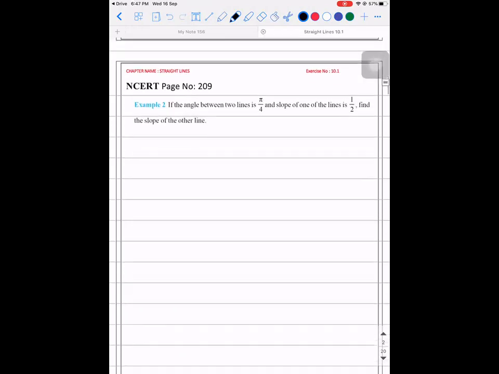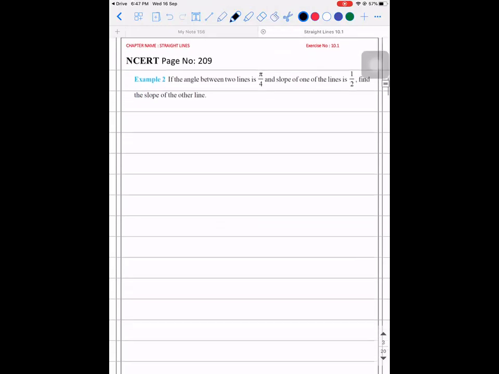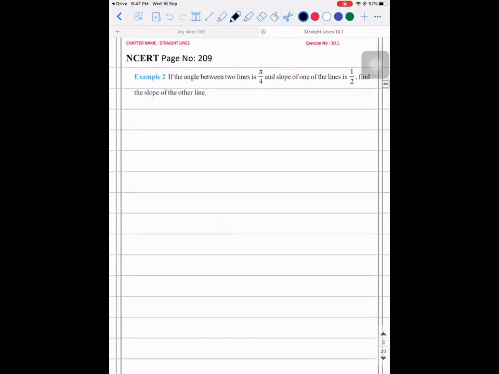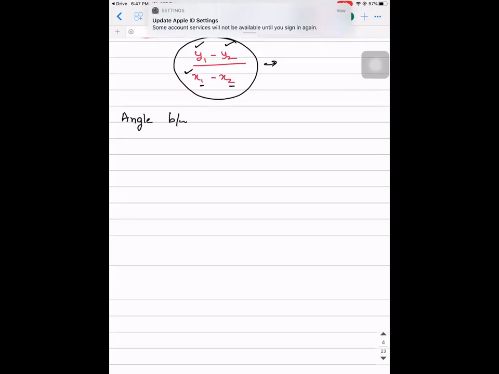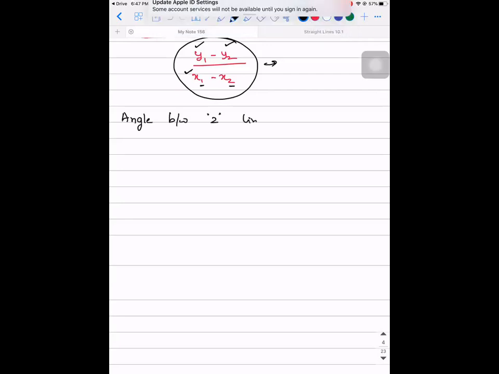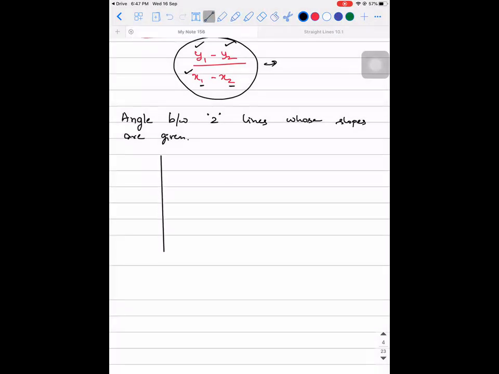Let's see. Okay. So the first question was based on finding the slope of a line. The next concept that I need to explain to you is the angle between two lines whose slopes are given. Okay. So listen.